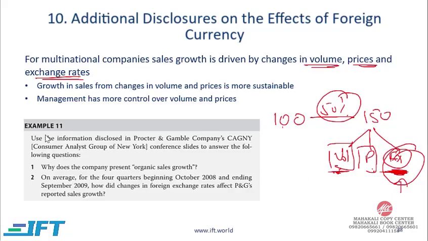You can go over example 11, which deals with some disclosures made by Procter & Gamble, a US-based company, and they define this metric called organic sales growth. Organic sales growth is not a term that you will see in IFRS or US GAAP, but effectively what Procter & Gamble is trying to do here is show the impact of variables such as volume and price and pulling out or removing the impact of changes in foreign currency rates.